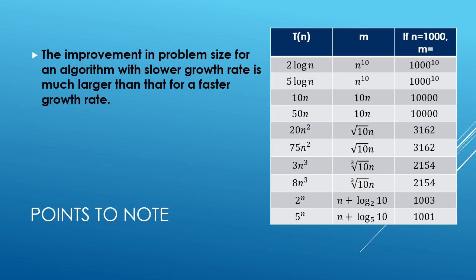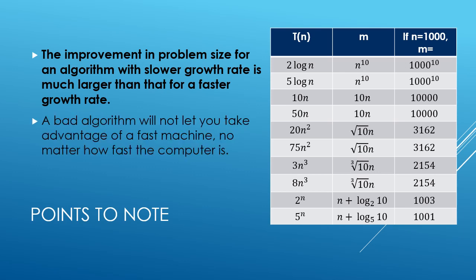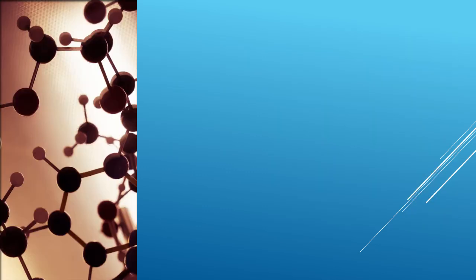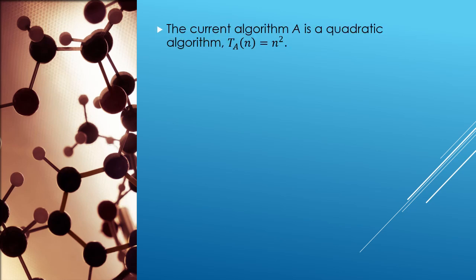The cubic algorithms were only 2 times better, and the geometric algorithms were pathetic. So a bad algorithm will not let you take advantage of a fast machine, no matter how fast the computer is. From what I have seen so far, the investment in hardware is not taking me to better results. The current algorithm that I have, algorithm A, is a quadratic algorithm with a running time of n squared.